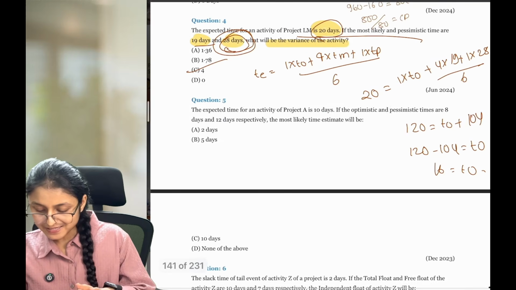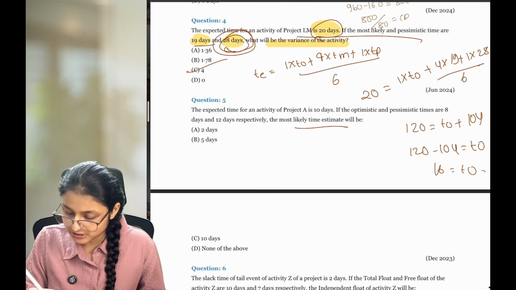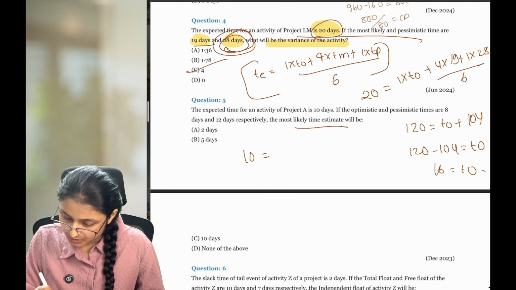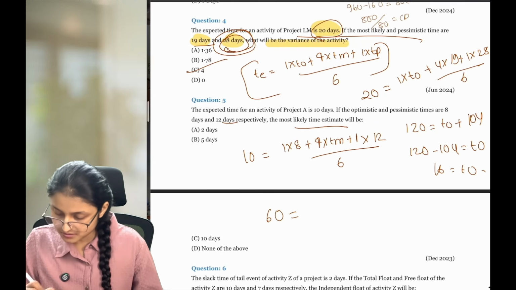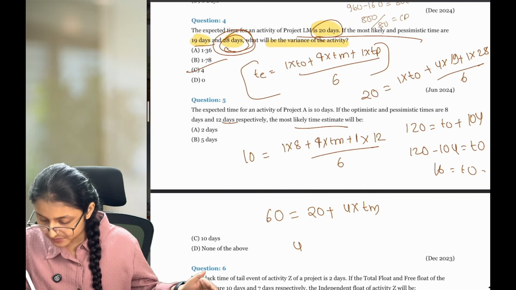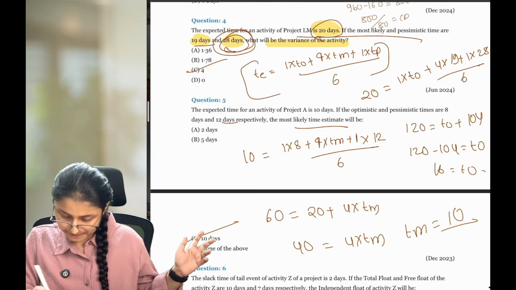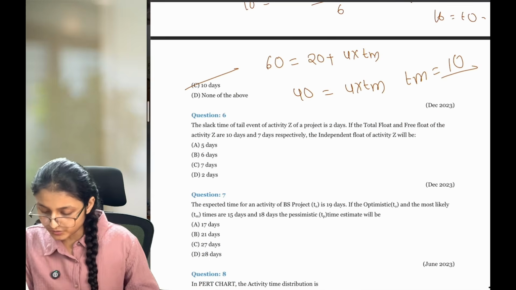Okay. Next, expected time for an activity is 10 days. Optimistic and pessimistic is given. You need to calculate most likely. Again, I'm going to use this exact same formula. Your expected time is 10, optimistic time is 8. So 1 into 8 plus 4 into most likely, which is not known here, plus 1 into pessimistic is 12, divided by 6. So 6 into 10 is 60, which is equal to 8 plus 12 is 20, plus 4 into most likely time. 60 minus 20 is 40, which is equal to 4 into most likely time, and most likely time is equal to 10 days. Done.